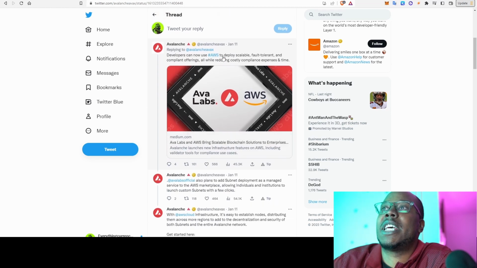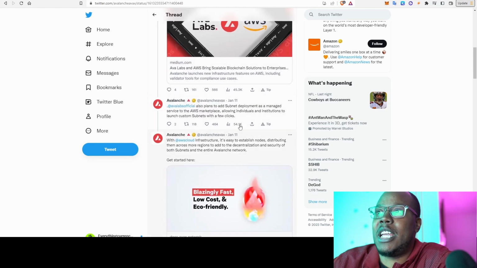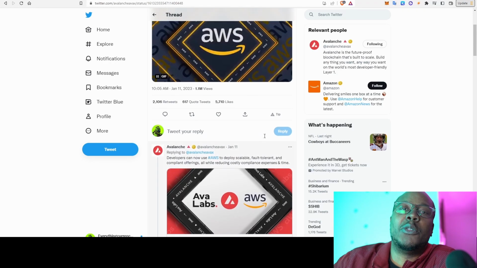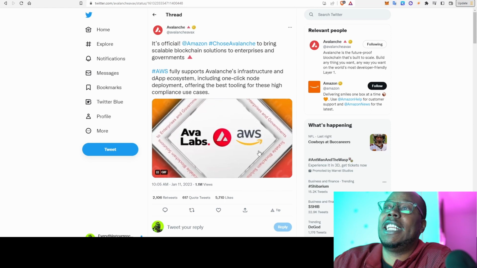Developers can now use AVAX to deploy scalable, fault tolerant and compliant offerings, all while reducing costly compliance expenses and time. AVAX also plans to add subnet deployment with the AWS infrastructure. It's easy to establish nodes and all this stuff. So pretty dope for Avalanche getting this partnership.